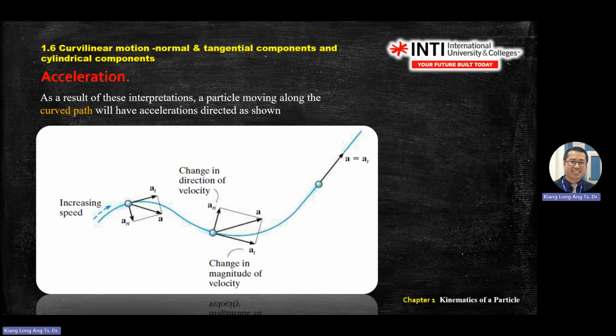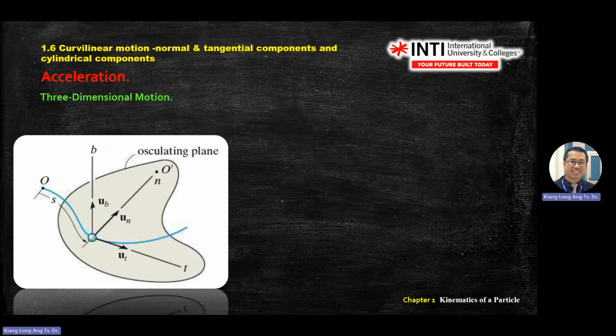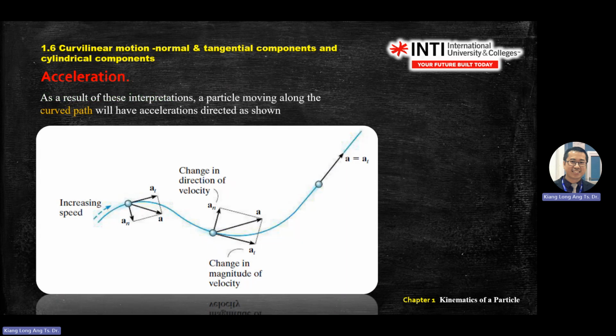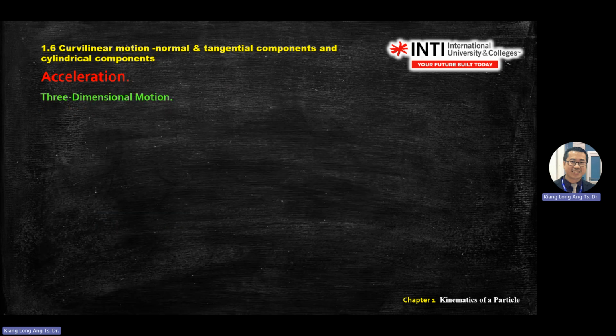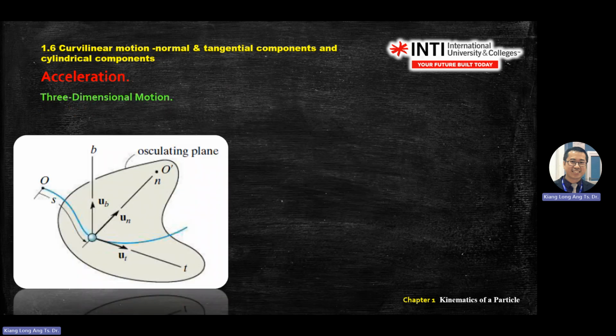What happens if you are in 3 dimensions? This is 2D. What happens if you have 3D? In 3D, it is the same. The gray color you put on is 2D. 3D only has one extra plane, B pointing outside. You are using the right hand rule.